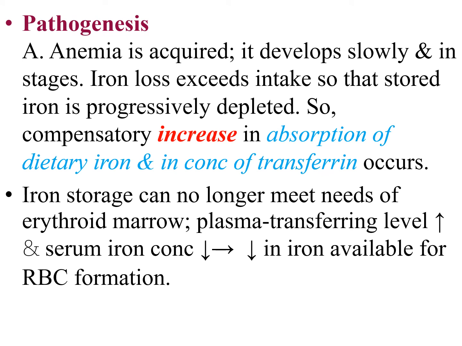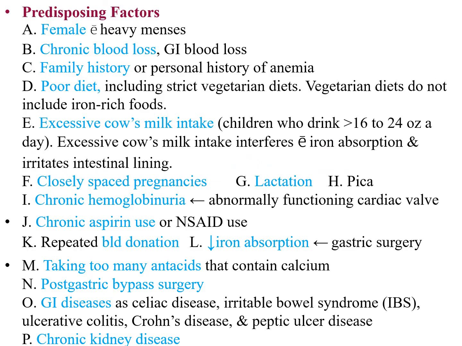Pathogenesis. Anemia is acquired. It develops slowly and in stages. Iron loss exceeds intake so that stored iron is progressively depleted. So a compensatory increase in absorption of dietary iron and in concentration of transferrin occurs. Iron storage can no longer meet the needs of the erythroid marrow, plasma transferrin level increases, and serum iron concentration decreases, leading to decreased iron available for RBC formation.